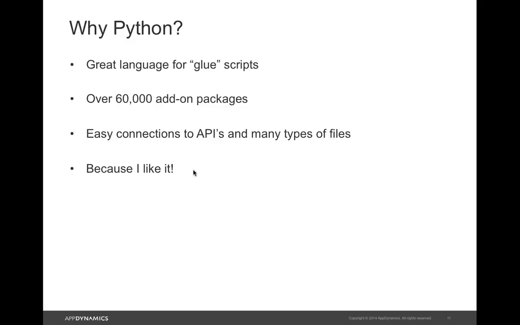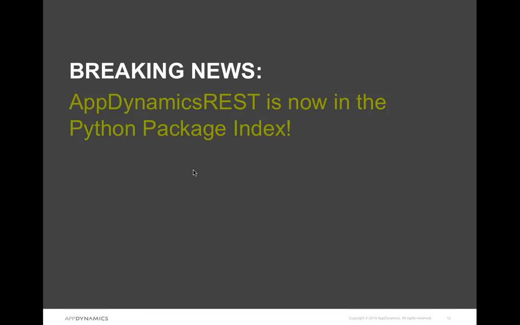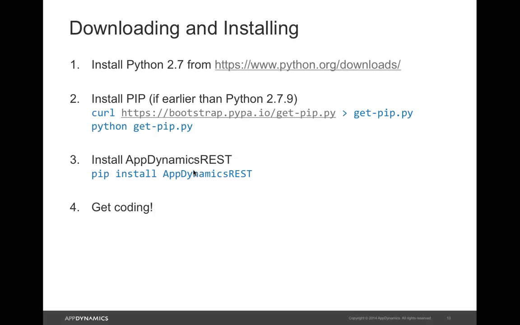It's great for gluing different things together. If you need to make a script to get some data from Salesforce and output it as a comma delimited CSV, you can do that in 10 lines of Python. There are over 60,000 add-on packages and a package manager, so you don't have to invent things from scratch. And a lot of those packages offer easy connections to lots of different APIs on the net, to different software packages, many types of files and databases. It's just really easy for moving data around between systems and connecting things together.